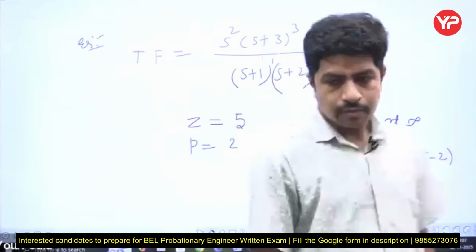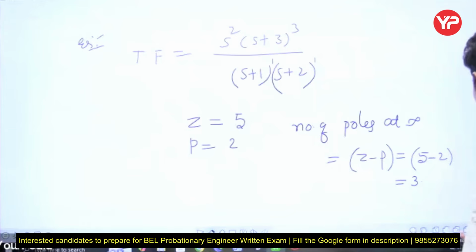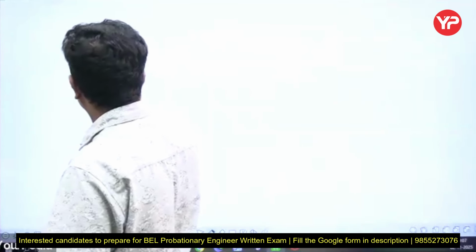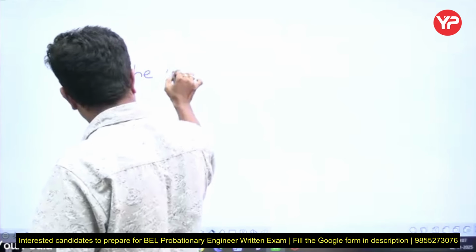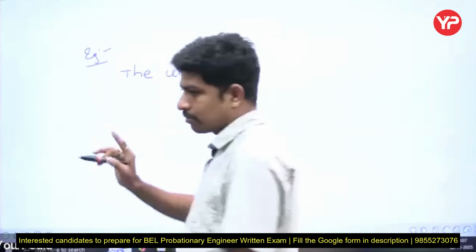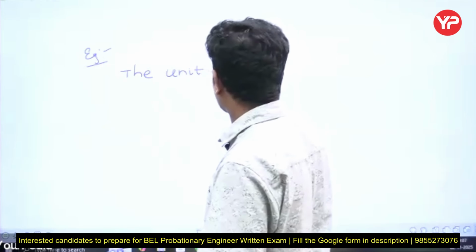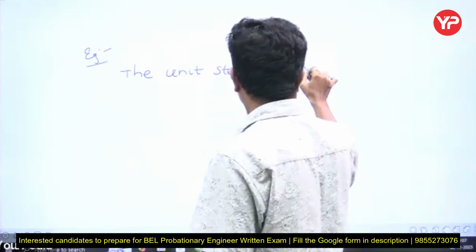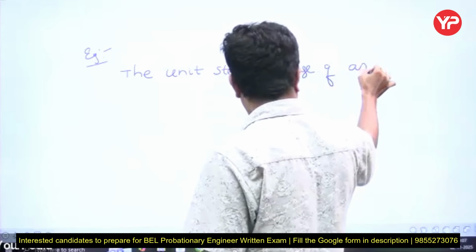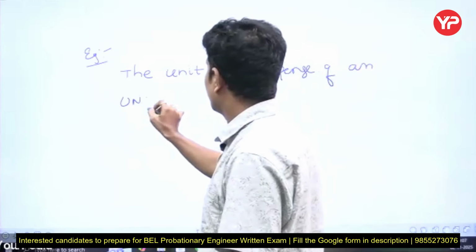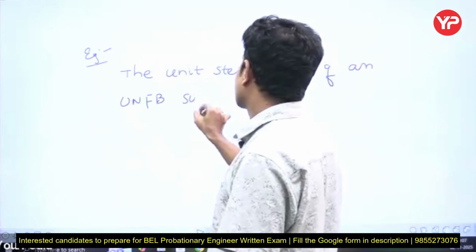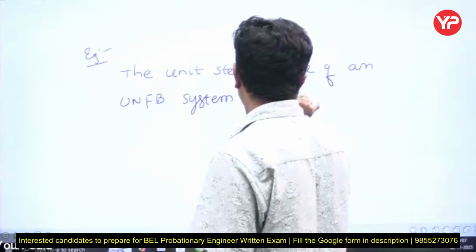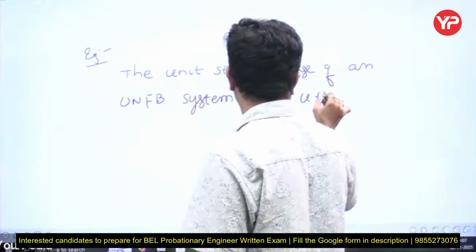Right. Let's go for one more simple concept. Now, let me take one question. The unit step response of a unity negative feedback system is e power minus t into u of t.